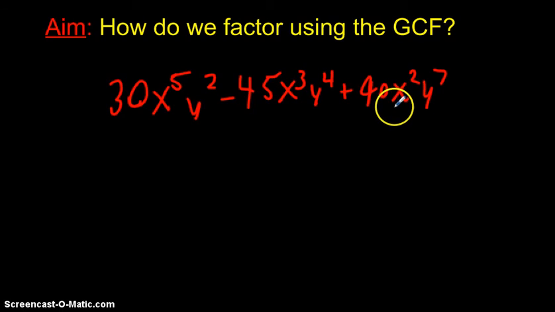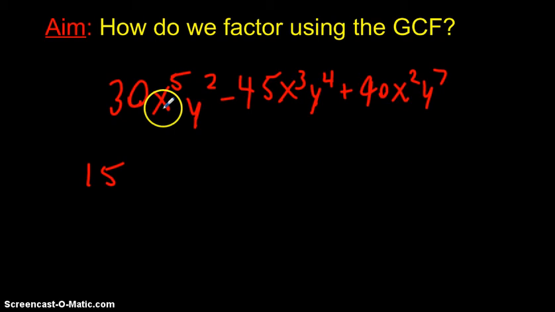So what's the largest number that divides into 30, 45, and 90? The largest number that goes into all of them, I believe, is 15. Because 30 is divisible by 15, 45 is, and 90 is. Alright. I also want to divide them by as many of their common variables as possible.